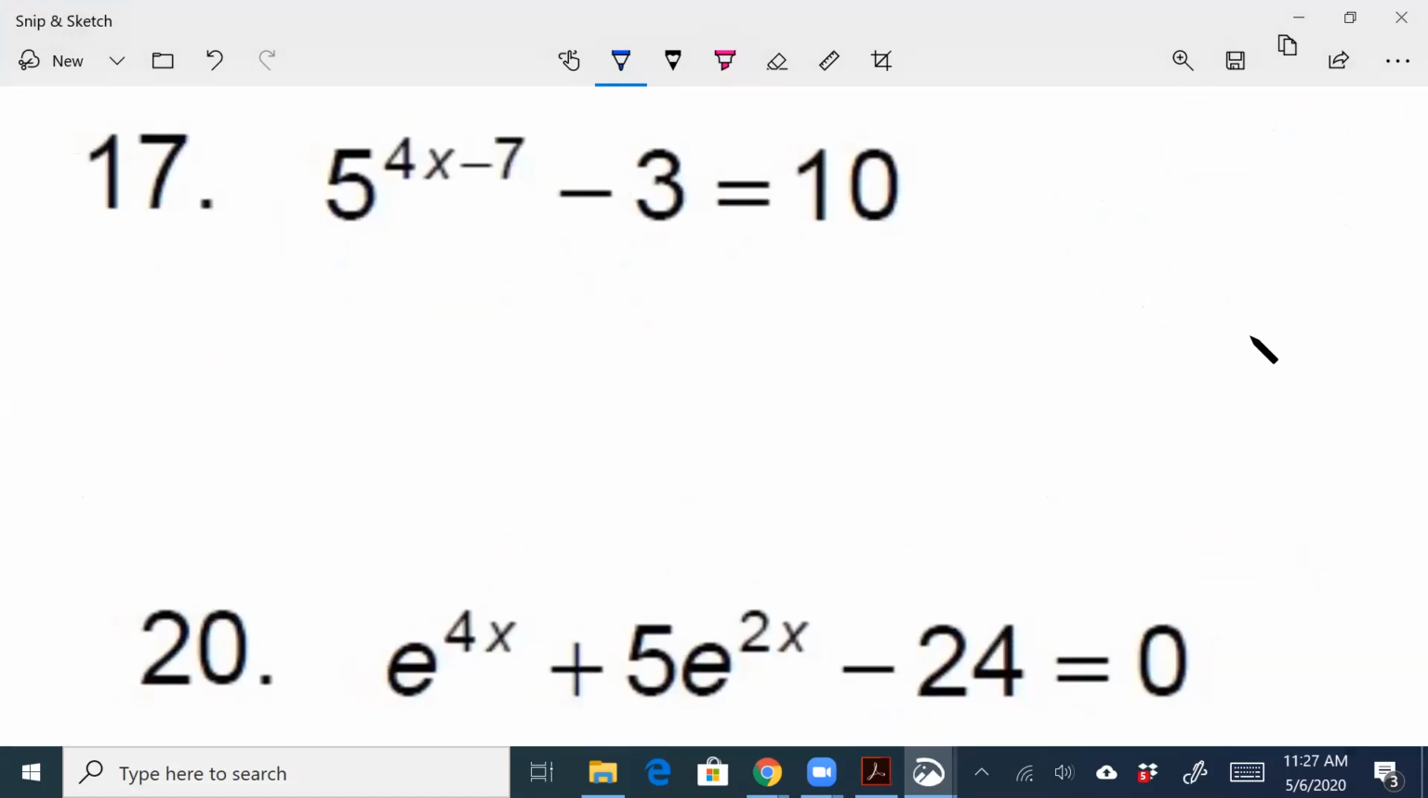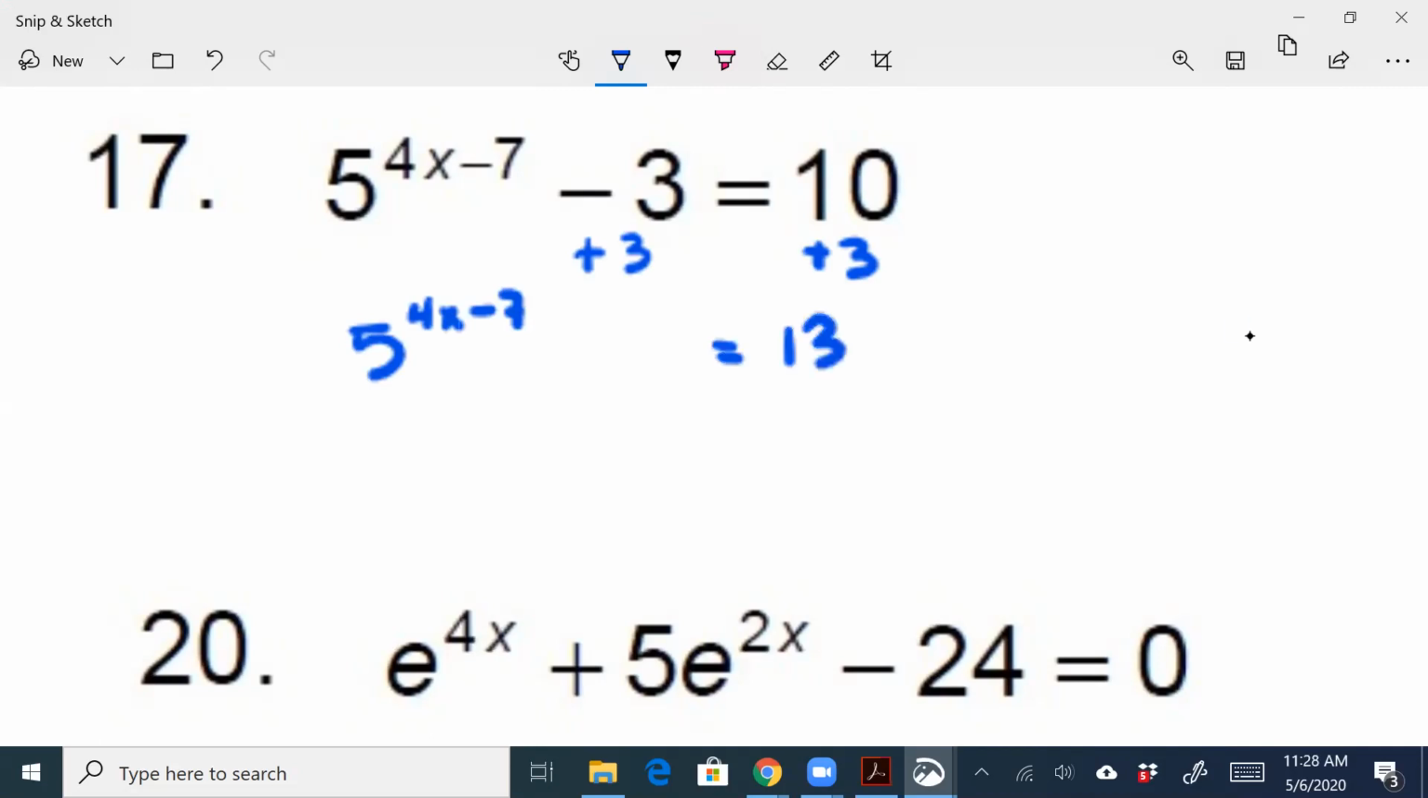So in 17, the first thing we want to do, before we do what we did in the last term, is get rid of this -3. We do that by just adding 3 to both sides. We then get 5 raised to the power 4x minus 7 is equal to 13.